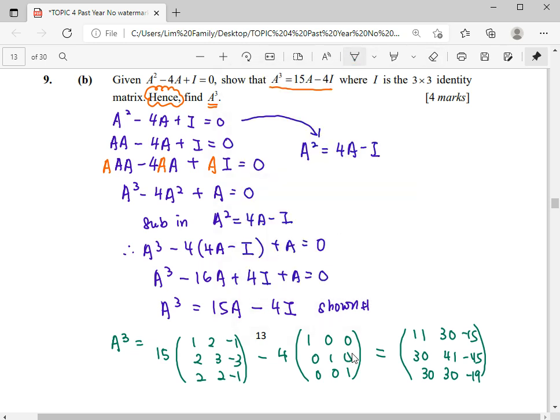Okay, so from here what we want to see is how you apply your concept: the concept of multiplying in front of each matrix, and then getting until this stage, then we substitute the information here, A squared, and manage to prove your answer. So finally apply your 15A minus 4I to get your matrix A cube.